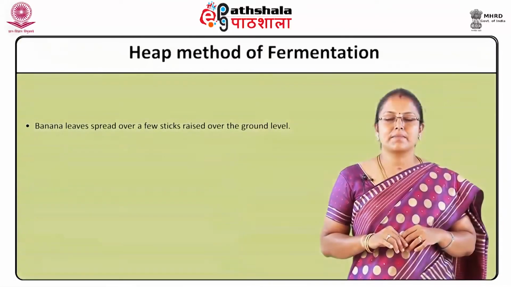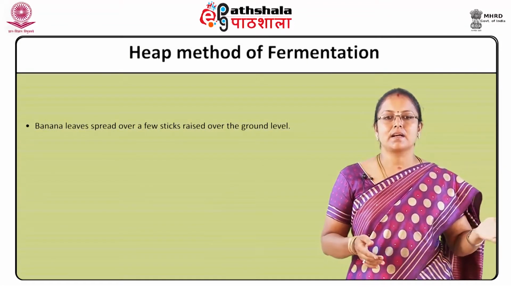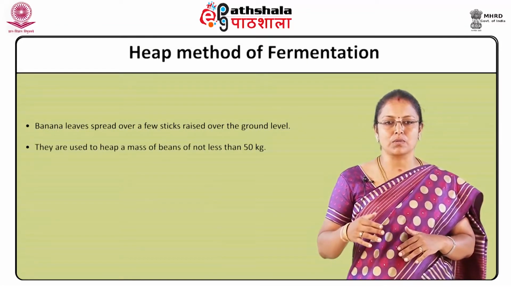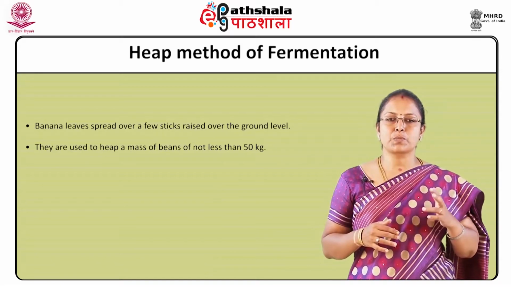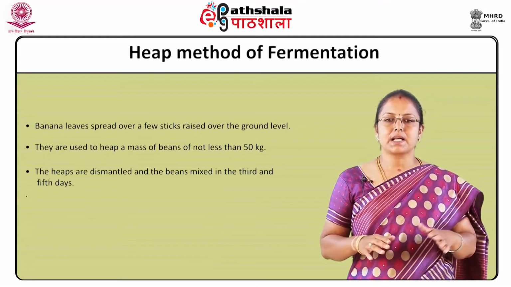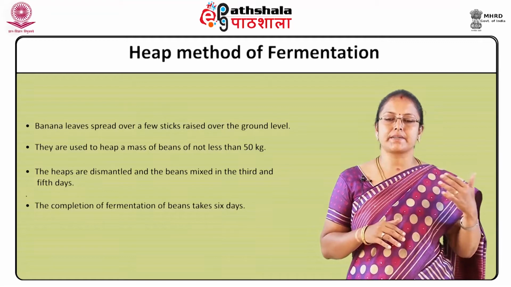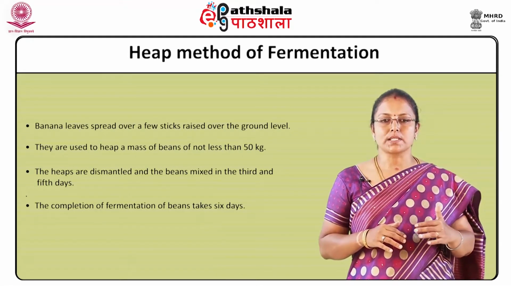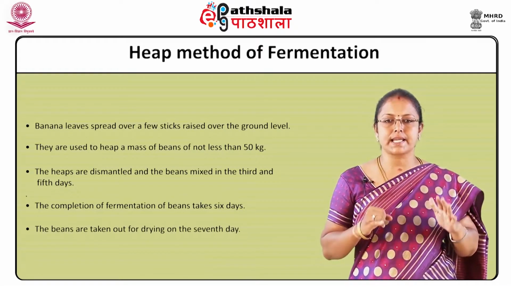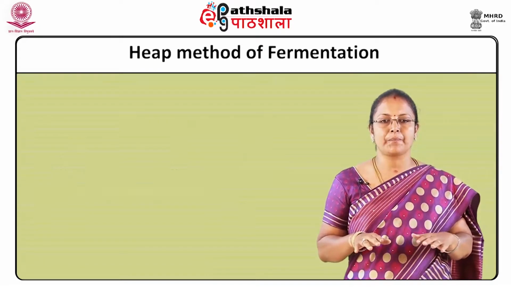The next method is the heap method, where the banana leaves are spread on a raised area over the ground to allow the flow of sweat liquid. The heaps are thoroughly turned on the 3rd and the 5th days. This process also needs about 6 days for the fermentation to be over.